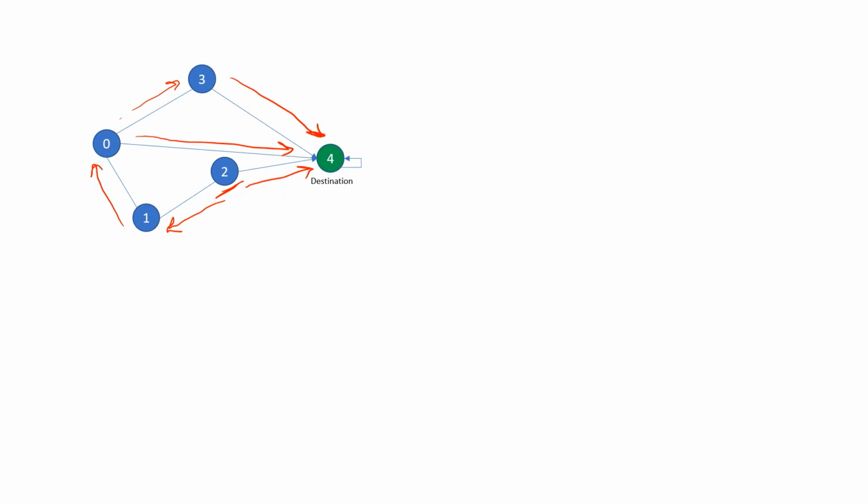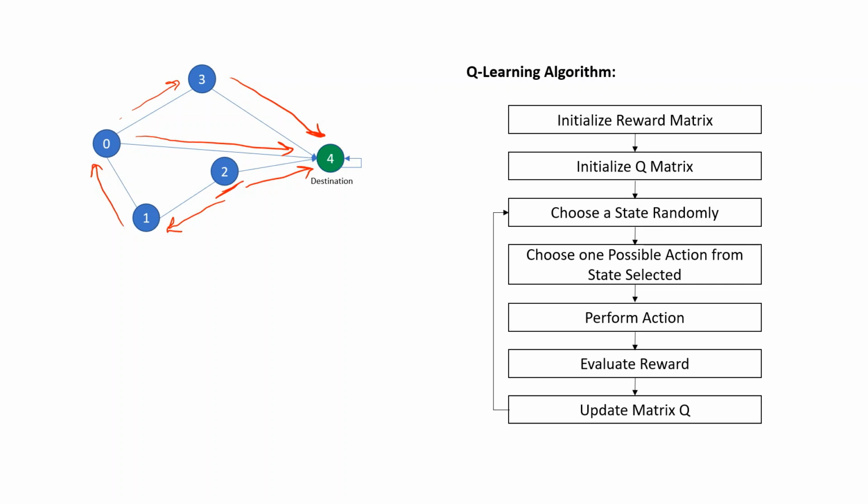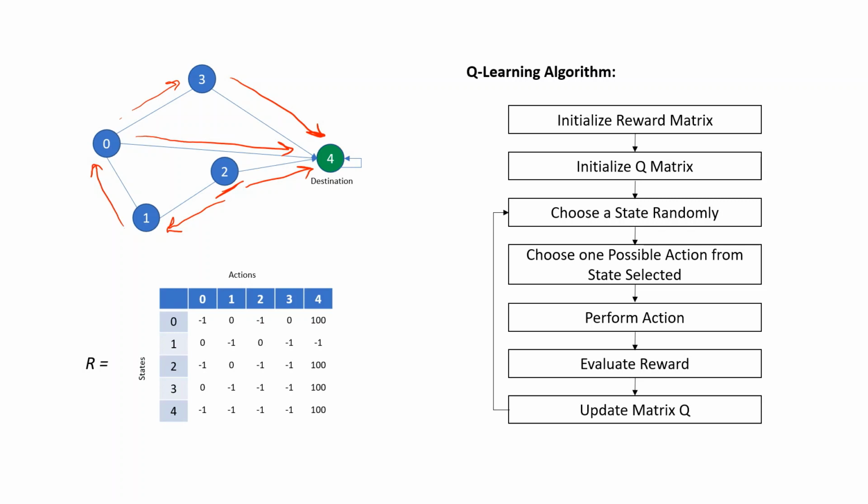Now, how will the agent learn it? For this, we implement Q-learning. What does the Q-learning algorithm say? First, initialize the reward matrix based on known rewards and conditions. Then initialize the Q matrix. Next, choose a state randomly. Then choose one possible action from the state selected. Perform the action, evaluate the reward, and update the Q matrix. This keeps iterating until the agent is well trained. So let's initialize our reward matrix.